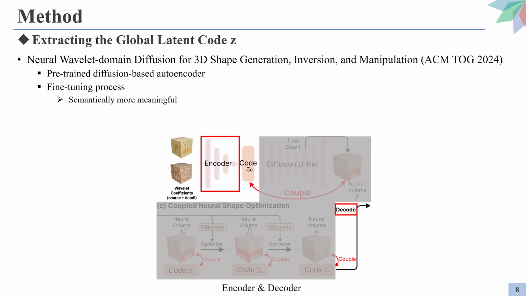Now with the wavelet coefficients, we can extract the global latent code Z. For this purpose, the authors leveraged the pre-trained diffusion-based autoencoder from the paper presented in the slide. The encoder of the model allows us to generate the global latent code Z, which then undergoes an additional fine-tuning process to enhance its inherent semantic features.